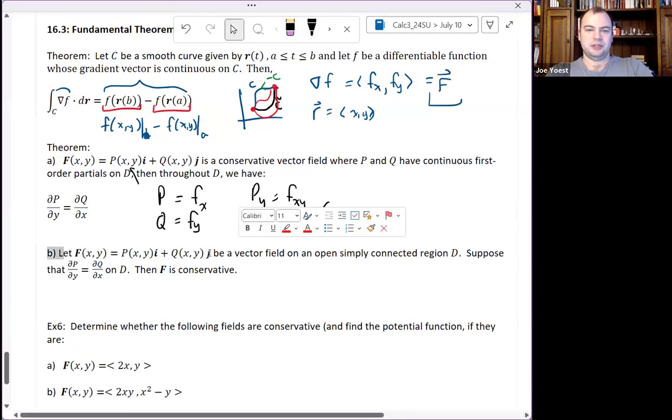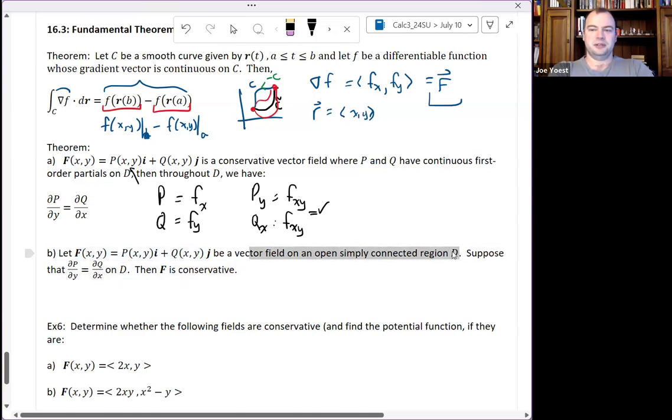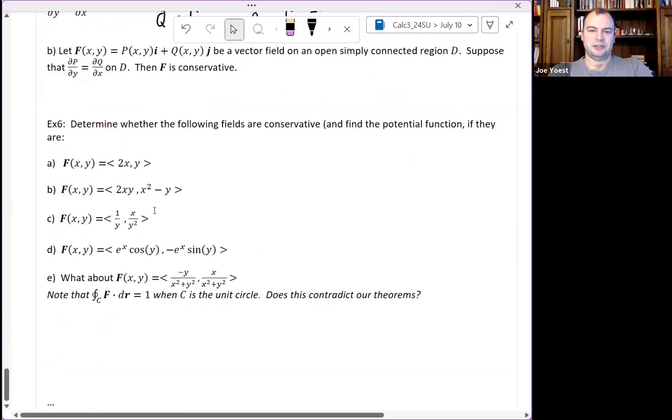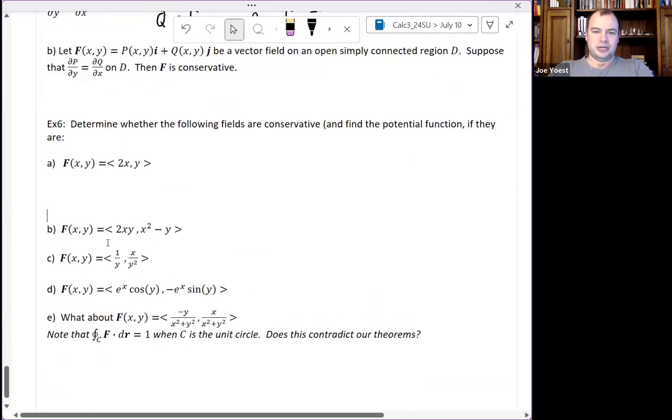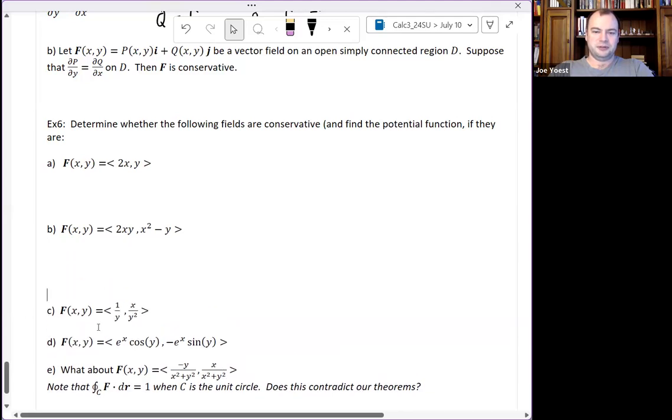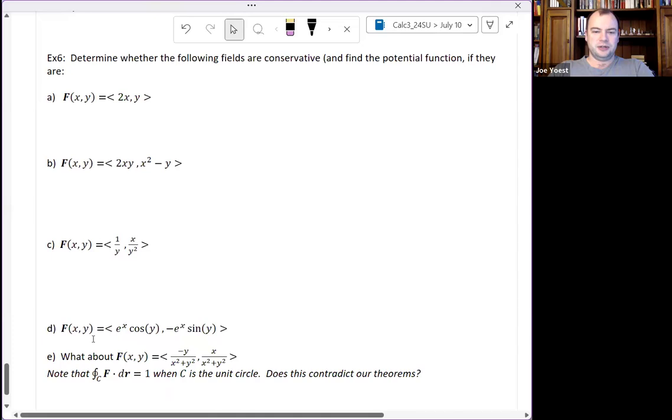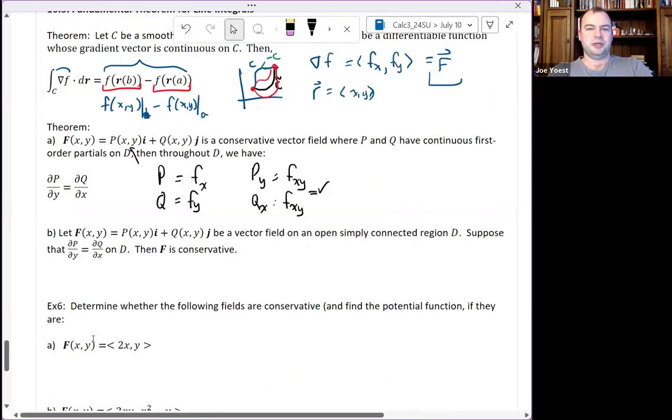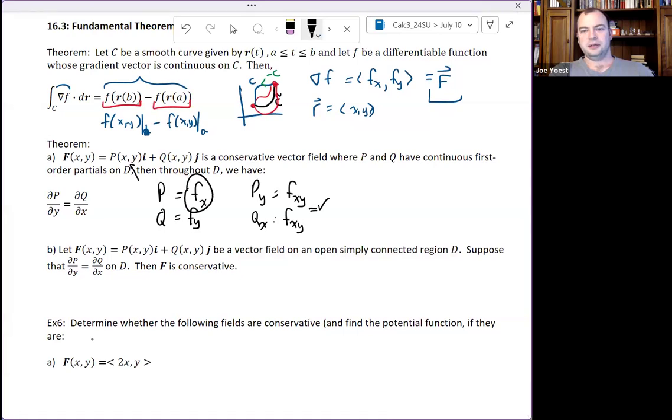And we have this part of the theorem: let F be P(x,y)i plus Q(x,y)j, a vector field on some region D, and suppose that this condition for the partials holds, then F is conservative. So let's take a look at these fields down here and try to determine whether they're conservative. And if they are conservative, let's try to find their potential function, their little f that they're the gradient of.